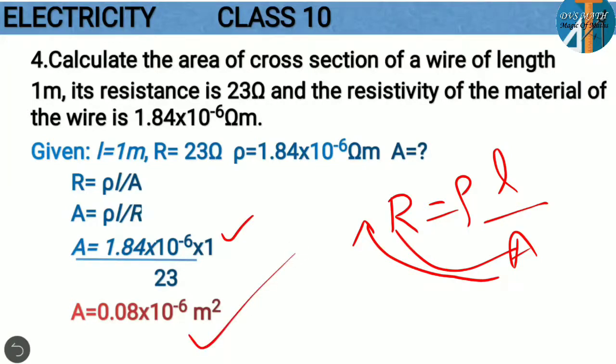So this is the fourth question, which is related to resistivity. Remember, here they are asking the value of A. Sometimes they will ask the value of L, sometimes the value of R, resistance. Using the same formula, we just convert it according to what is given and what we have to find, then substitute and simplify. And don't forget to write the SI unit.